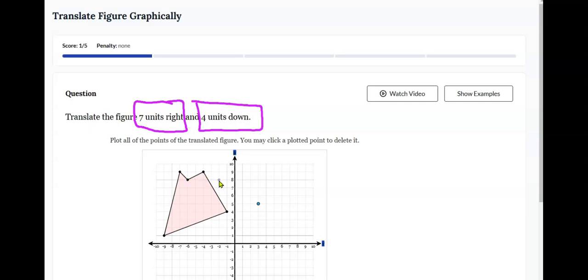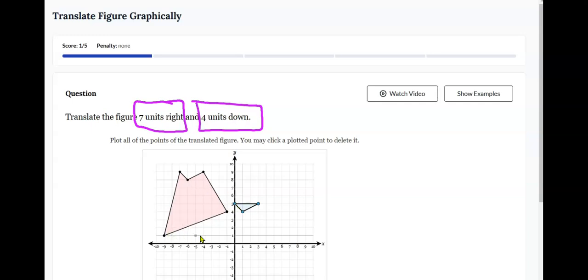1, 2, 3, 4, 5, 6, 7. 1, 2, 3, 4. You can move by counting boxes. Or you can move by changing the coordinates.